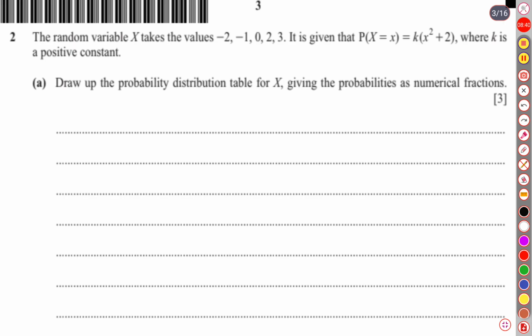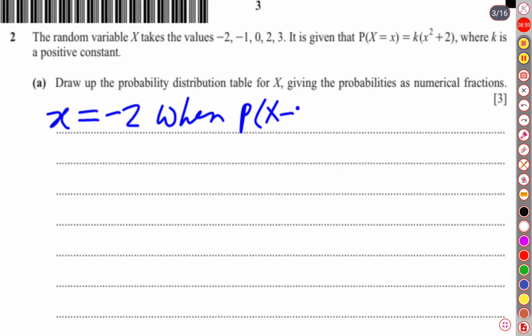First value is X equal to -2. The probability of X equal to -2 is going to be what? If x is -2, -2 squared means 4, 4 plus 2 is 6, so it is 6k. So the first probability is 6k.